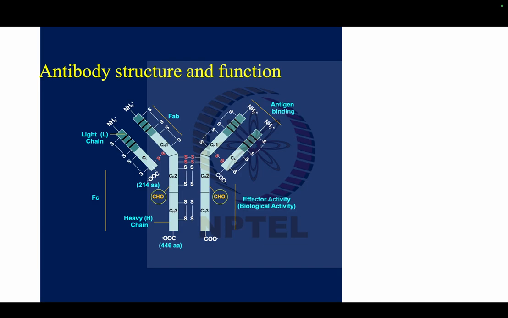So this is the antibody structure and function. It's Y-shaped. Here you have the heavy chain and the light chain. Heavy chain and light chain are attached by a disulfide bond, and the two heavy chains as well are bonded by a disulfide bond. So it has an antigen binding domain and one Fc region or constant region. This has effector activity or different biological activity.